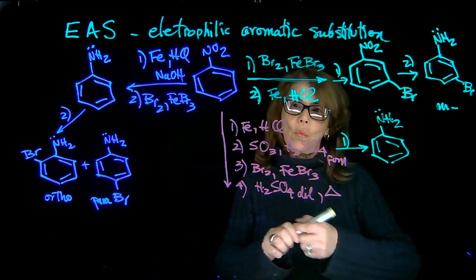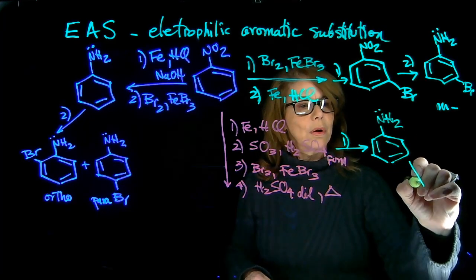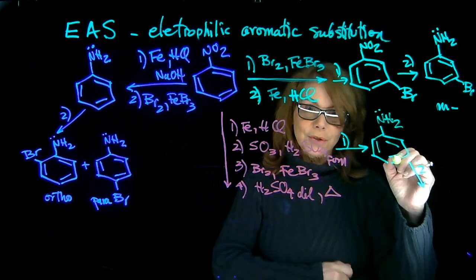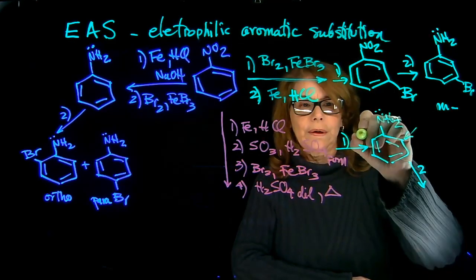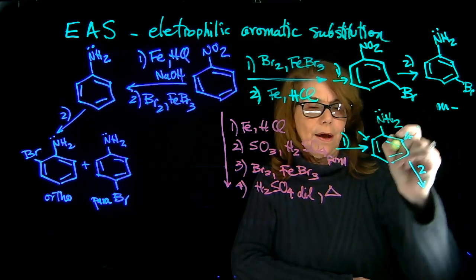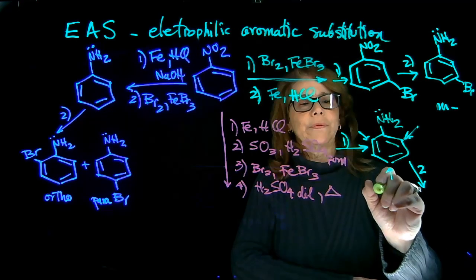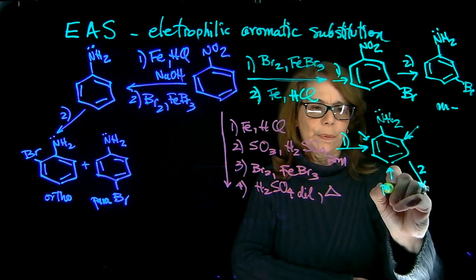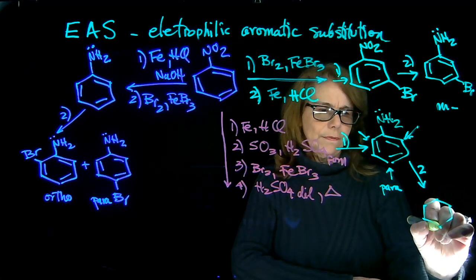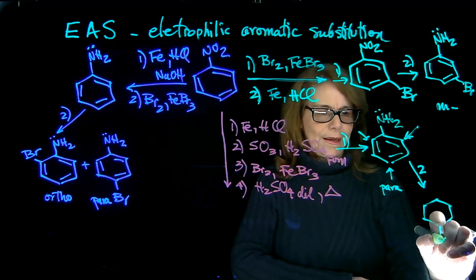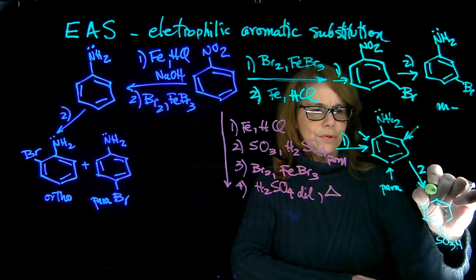So reaction 1, you did the reduction. Reaction 2, you are sulfonating. Where? The group is activating, ortho, para directing. Now, the sulfonic acid group is large, so the preferred position is going to be the para. So now you're going to have SO3H at the para position.